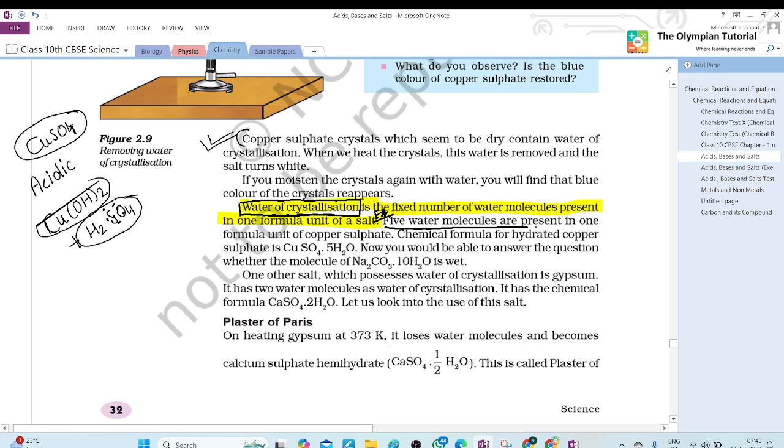5 molecules of water are present in one formula unit of copper sulfate. Simply, you will write that hydrated copper sulfate is CuSO4.5H2O. So copper sulfate has 5 molecules of water of crystallization, and washing soda has 10 molecules of water of crystallization.